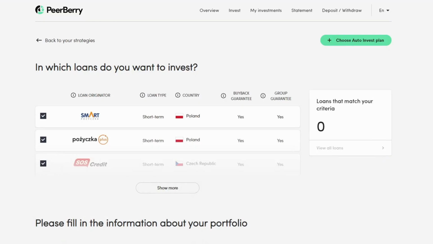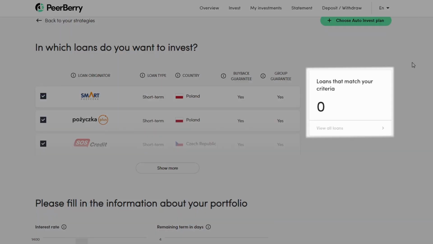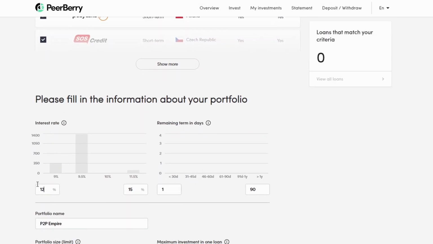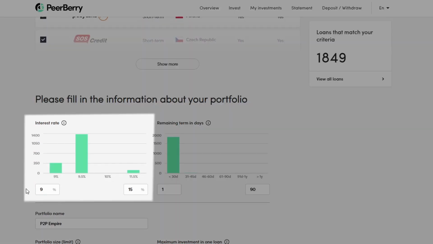So now you are aware of how cash drag is created, but let's have a look at some of the strategies to solve this issue. So first, you should have a look at your auto-invest. If your auto-invest cannot match loans with your criteria, you should adjust your settings. You should change the criteria and make them less strict. So first, you can increase the range of the interest or change the loan period.